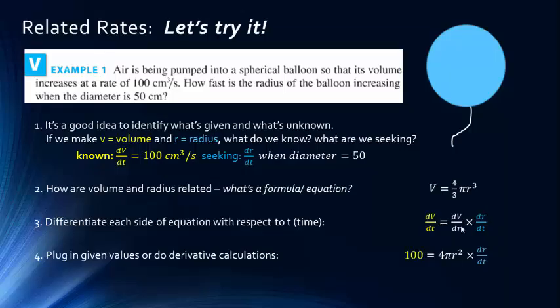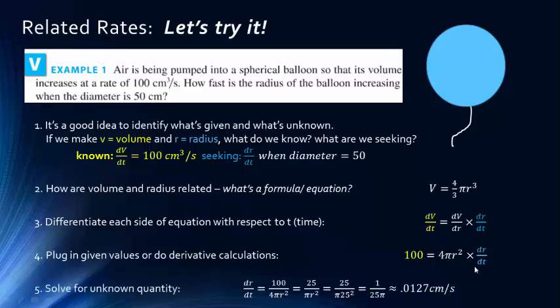And remember, once we do that with implicit differentiation, what we do is we solve for what we're looking for. And in this case, we're looking for the rate of change of the radius with respect to time. So I divide both sides by 4 pi r squared, which gives me 25 over pi r squared. And remember that we said the diameter is 50, so our radius is 25. And so I get 1 over 25 pi, or 0.127 centimeters per second.